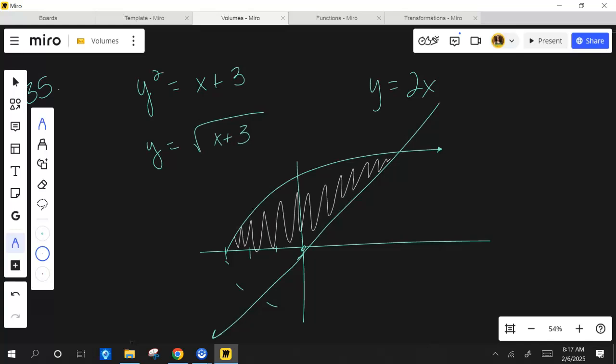That's the shaded area that I'm looking to find, yes? Yeah? Very good.